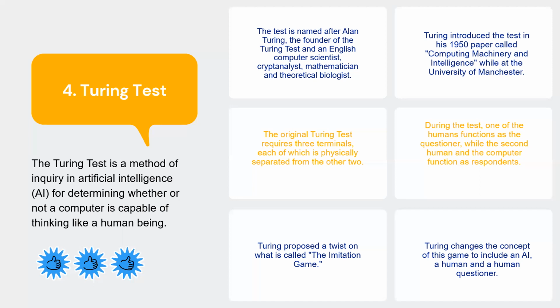The test is repeated many times. If the questioner makes the correct determination in half of the test runs or less, the computer is considered to have artificial intelligence because the questioner regards it as just as human as the human respondent.